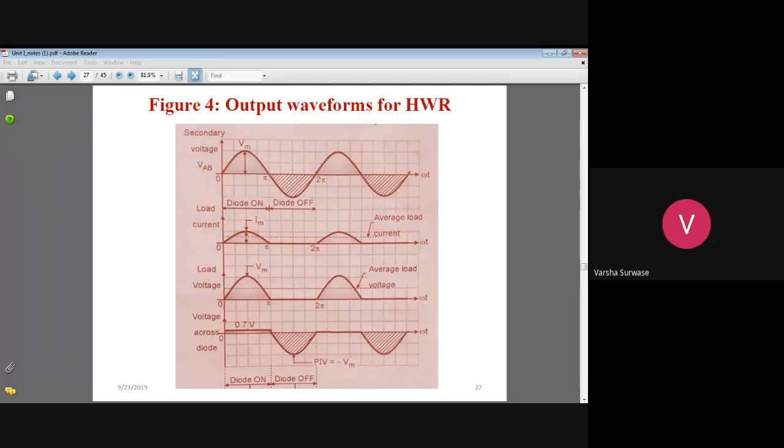Mahesh Mule. Yes, ma'am. Sharvari Shirsagar. Yes, ma'am. Sharvari Shirsagar, tell me, have you understood this? Yes, ma'am.